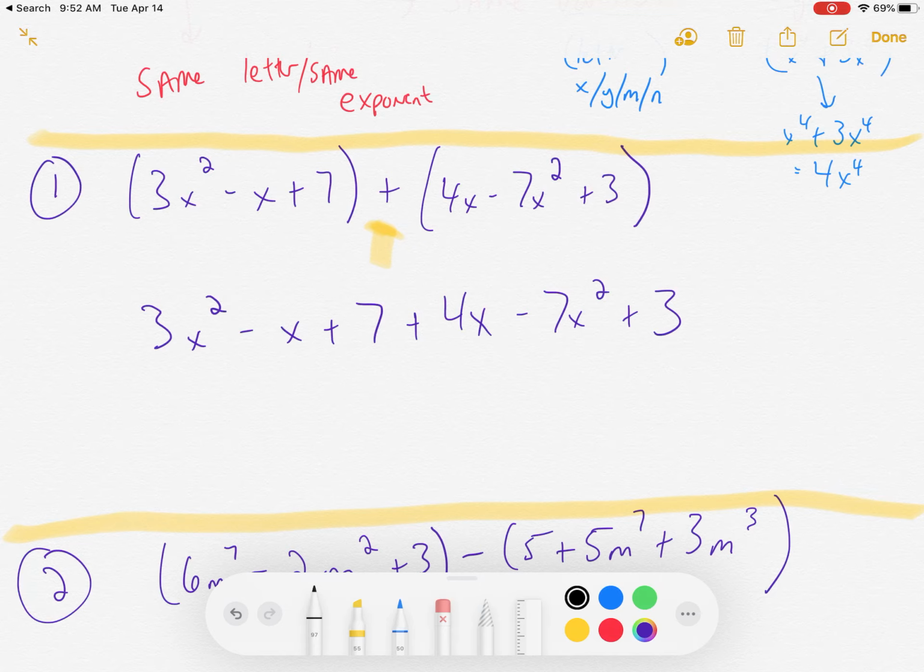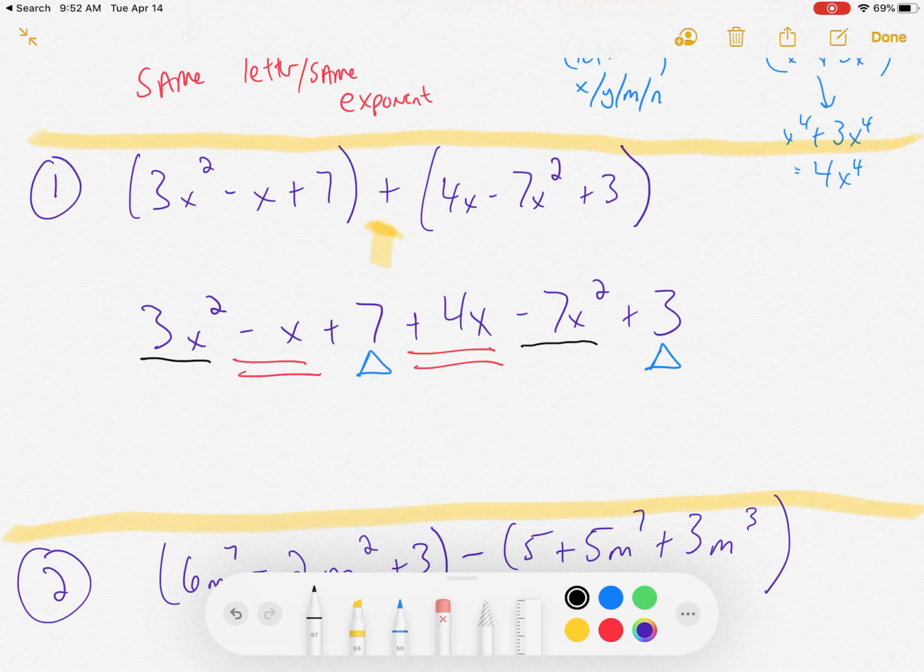So what I'm going to do is I'm going to color code and underline. So I'm going to start by anything with an x squared. This has an x squared, 3x squared. This also has an x squared, negative 7x squared. Notice how I underlined and said the negative x squared. The sign goes along with it. Okay, so now let's go to my x's. Where are just my x's? Well, here's negative x. Here's plus 4x. And last but not least, I have a number on the end, plus 7. And plus 3. So now all I need to do is combine my like terms.